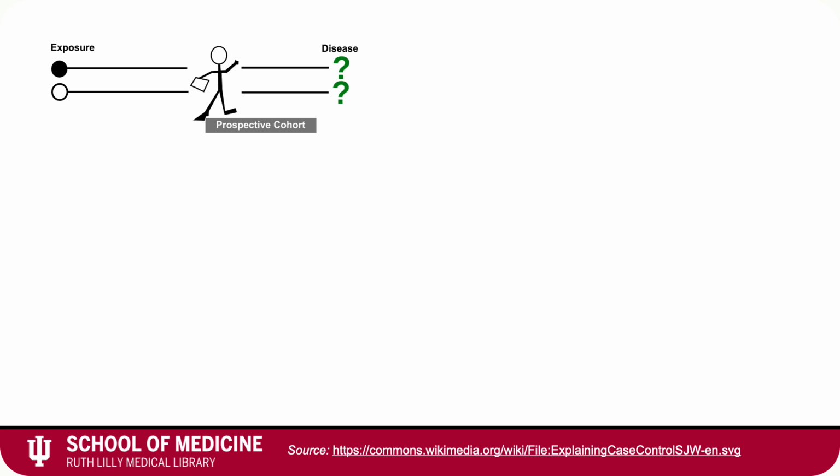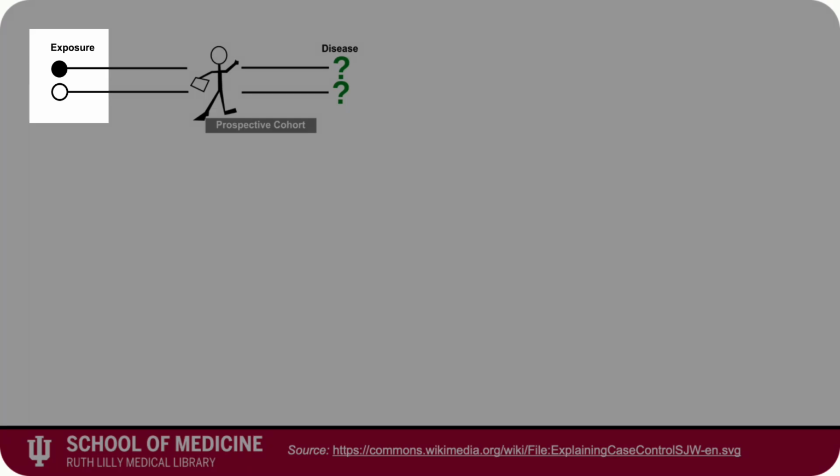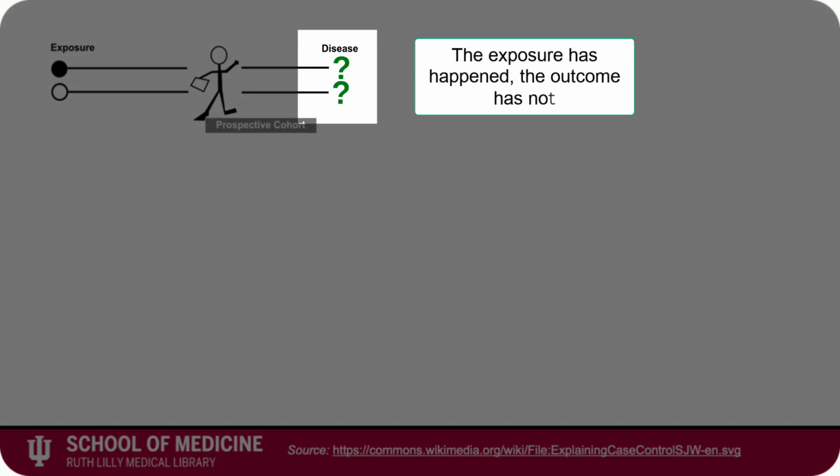A prospective cohort is the easiest to understand in that the researcher knows the exposure. Again, that's the behavior or what we already know, such as if you smoke or you don't smoke. And the researcher starts the study to learn about the disease or the outcome. And again, maybe that's cardiovascular disease or congestive heart failure or cancer or something else.